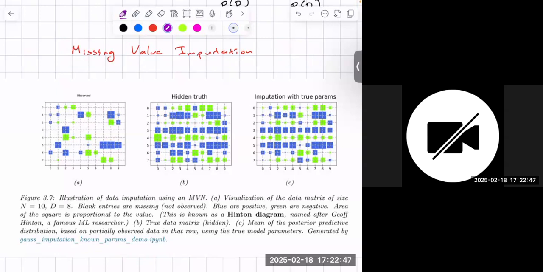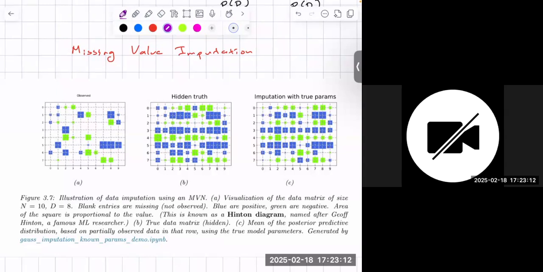So what is it? This is a true matrix. Green and blue mean plus and minus sign. And how big is the square? It means literally the number. So the area of the square will be the number you're putting there. And if it is blue, I think positive, green, negative. So this is a way to visualize a matrix. It's your data array.